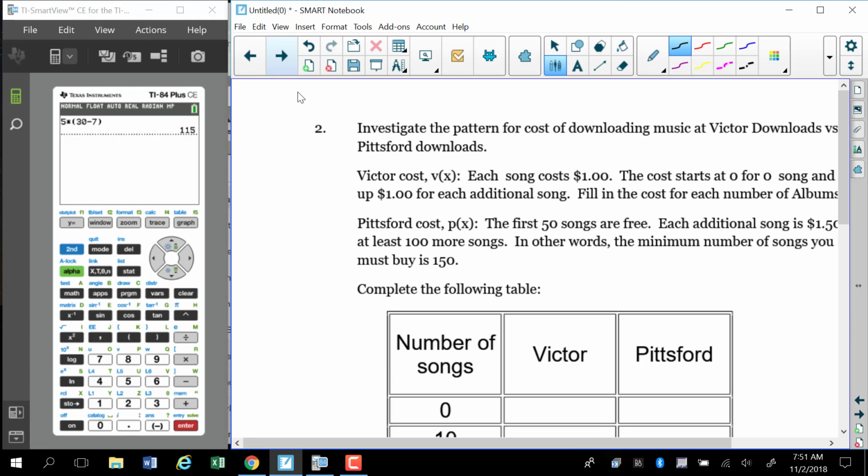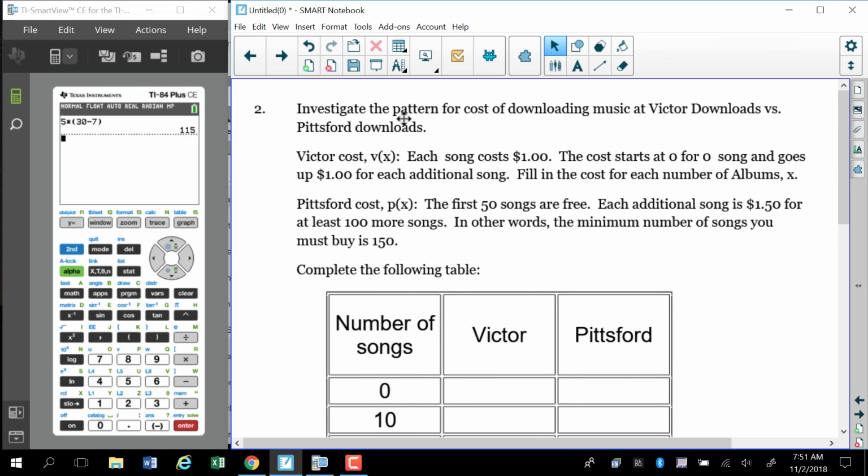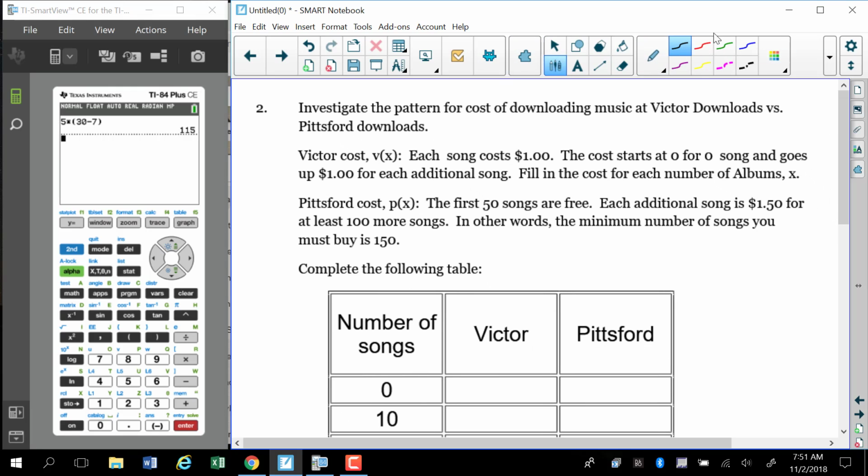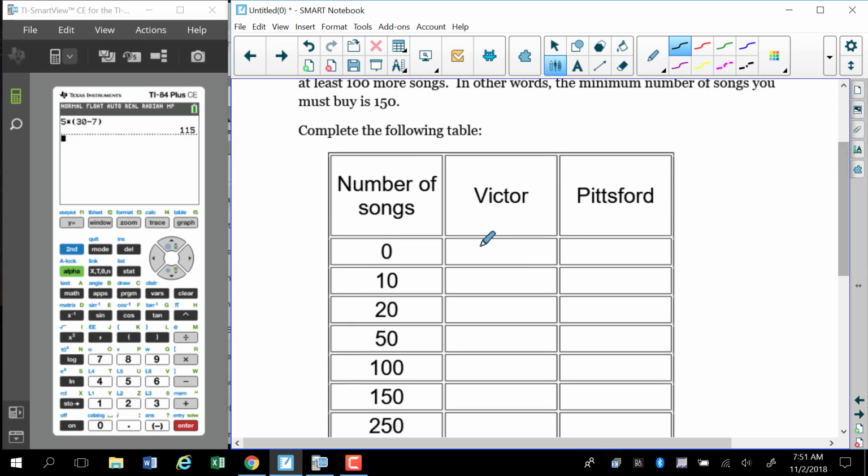Now the next problem here, slightly different problem, really going along the same route of a couple different ways to solve it, but I'm just going to show you with the table. So here in Victor, it costs $1 each song. So let's say this is like iTunes versus Android. This is going to be $10. This is going to be $20. This is going to be $50, etc.